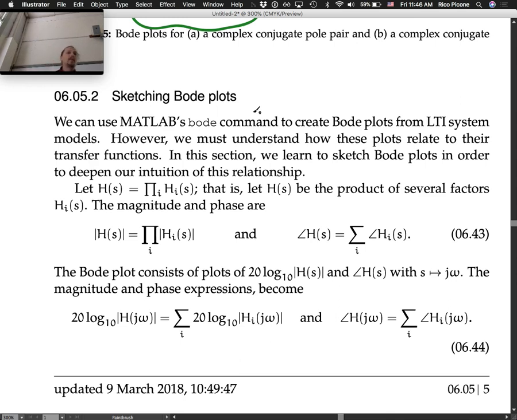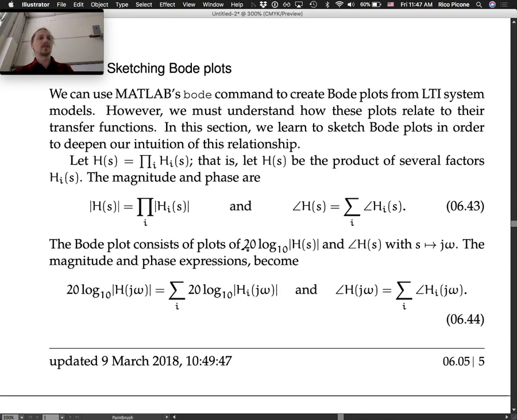We can use MATLAB's Bode command to create Bode plots from LTI system models. If you want to check your homework on this, I encourage you to do it. Define the transfer function in MATLAB, use the Bode command, just say Bode of whatever you define the system to be, and it'll just plot it for you. However, we must understand how these plots relate to their transfer functions. In this section, we learn to sketch Bode plots in order to deepen our intuition.